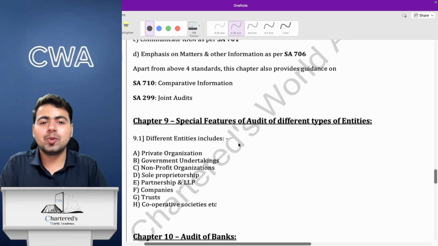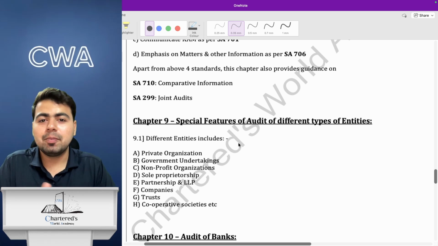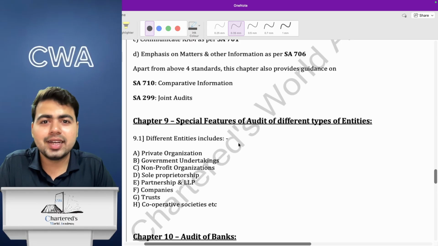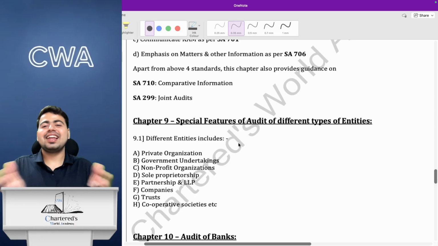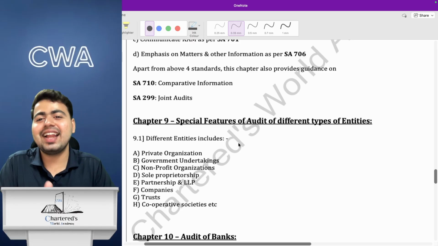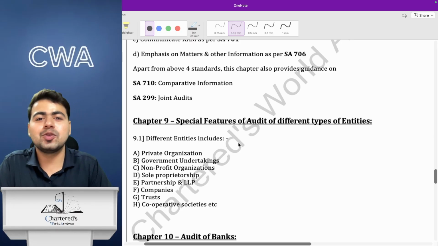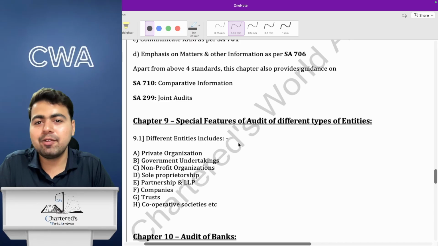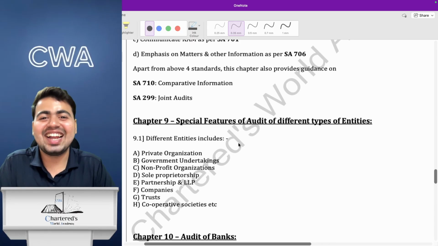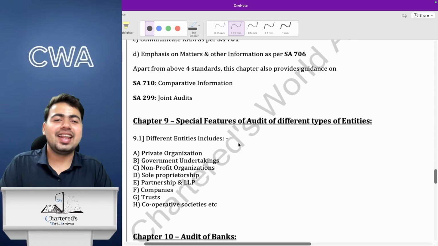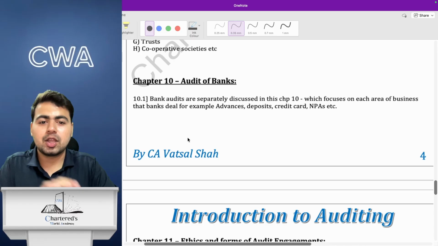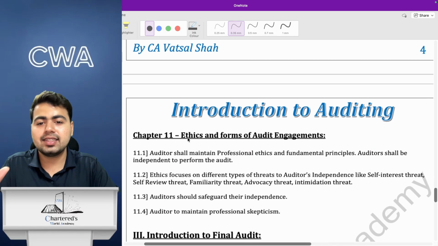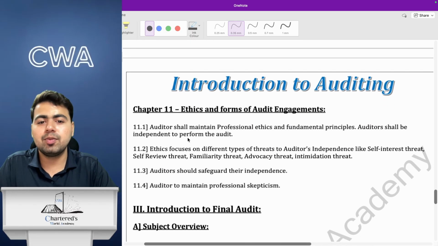And last and foremost, the most important chapter from audit for CA Inter was chapter number 11, that was entirely related to professional ethics. I can totally vouch that no one would forget that we had so many ethics to remember in chapter number 11. Do not worry, we are going to cover that in CA Final as well. So let's keep it for the final level. Just a quick reference on chapter number 10, audit of banks, and chapter number 11, ethics and form of audit engagement.